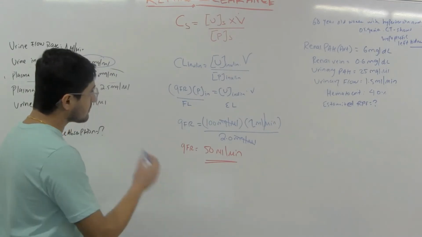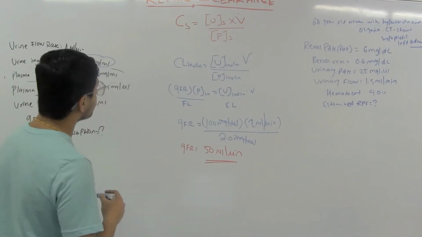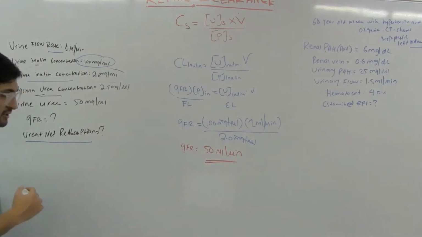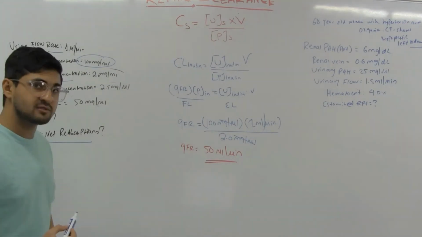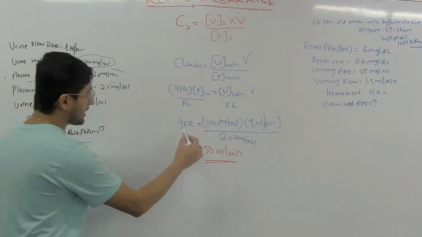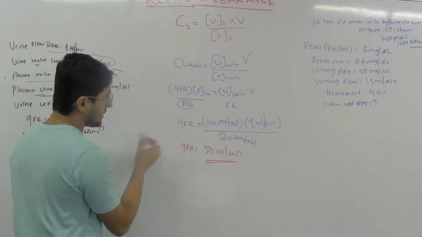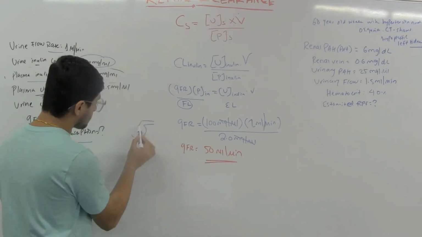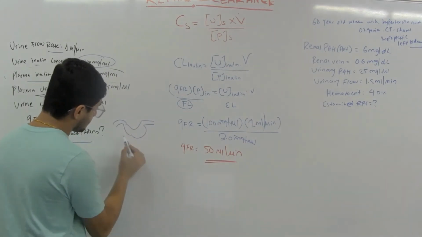Now, this is my GFR for the inulin. But they also want us to find the urea net reabsorption. Remember what net reabsorption means: whatever got filtered, the filtered load, we'll just talk about this quickly right here.